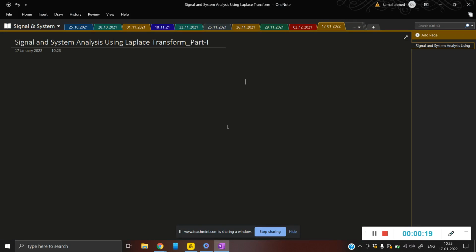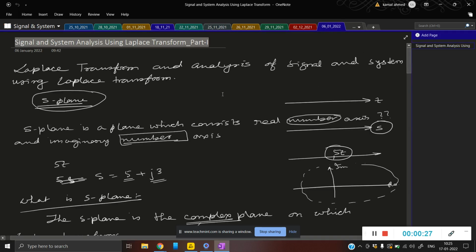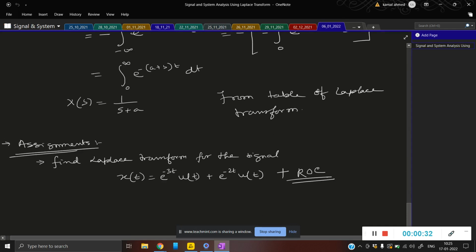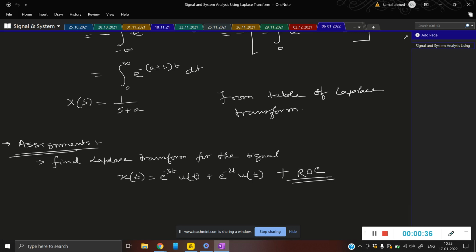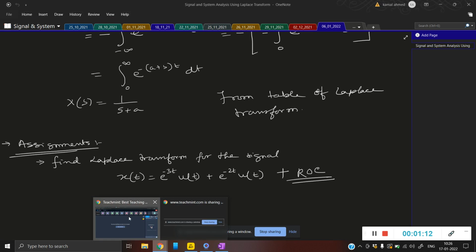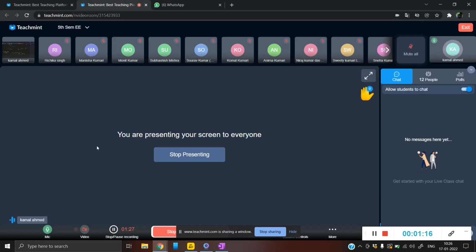Is the screen visible to everyone? Is the screen visible to everyone?